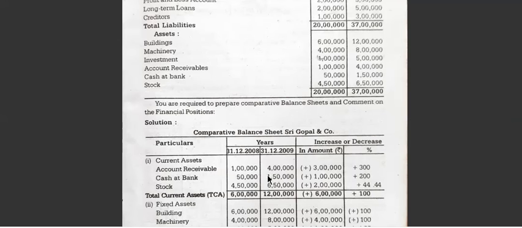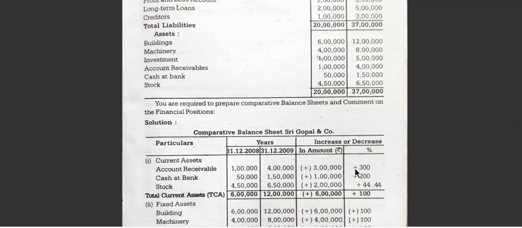What is the increase? Find out the difference. Okay, 50,000 minus 1 lakh 50,000, the difference is 1 lakh, so plus 1 lakh. 4 lakh 50,000 to 6 lakh 50,000 there is an increase, so increase how much? Find out the difference, it is 2 lakh, plus 2 lakh.